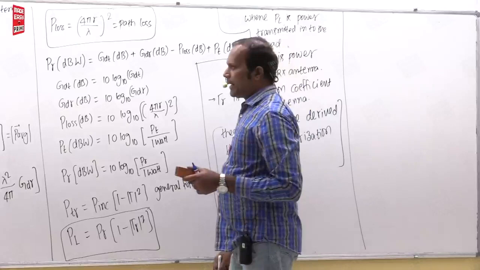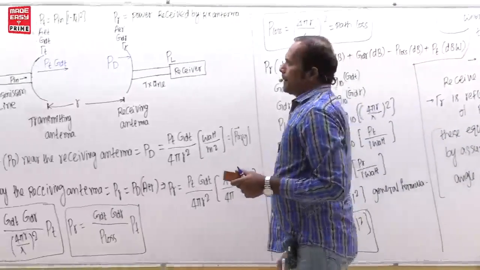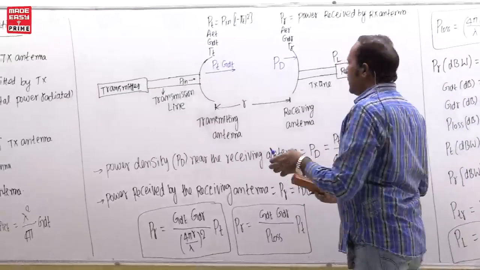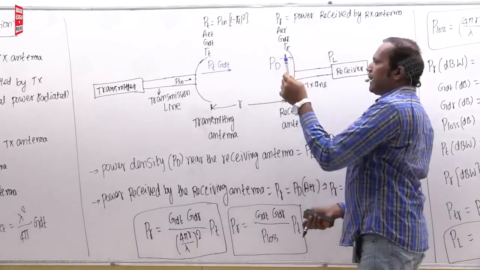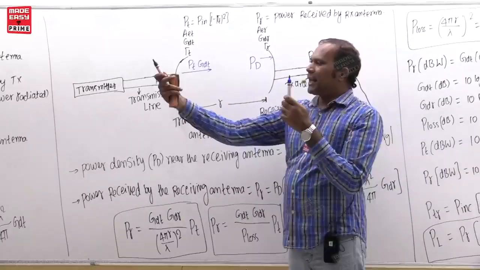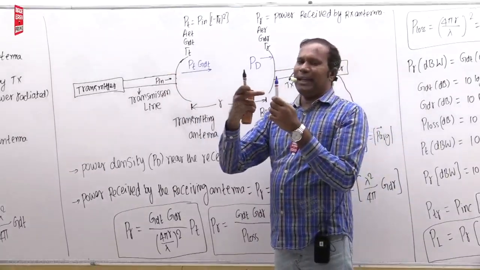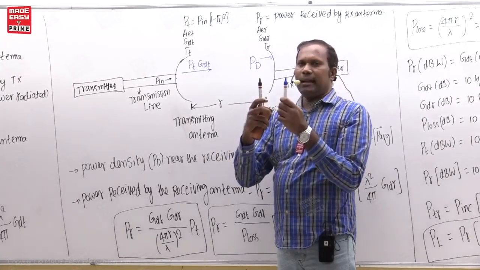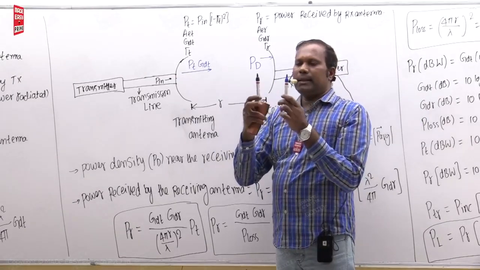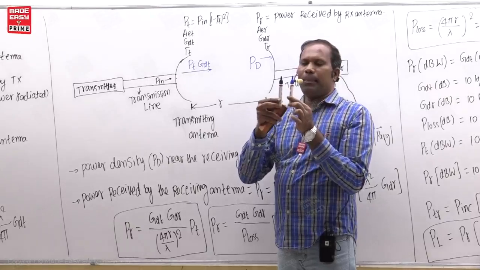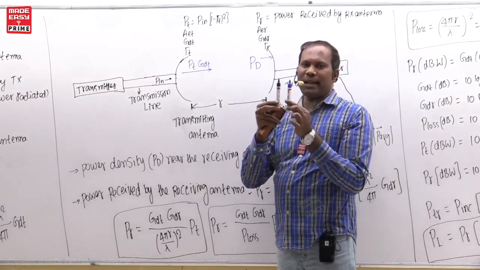What is that? I will explain here. For example, dear students, here there is one receiving antenna like this. Now if the incoming EM wave electric field is vertical, then this receives a complete signal. There is no polarization mismatch.